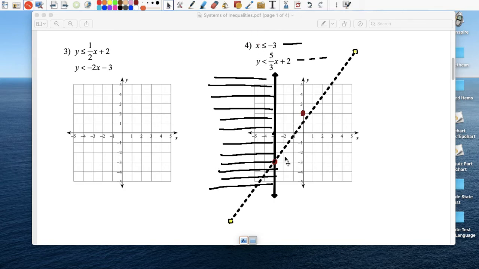Okay. So now I have to shade the area above the line or below the line. So pick 0, 0, we can, right? 0, 0 is not on the line, so it's a point that I can select. If I plug it in, I get 0 less than 5 over 3.